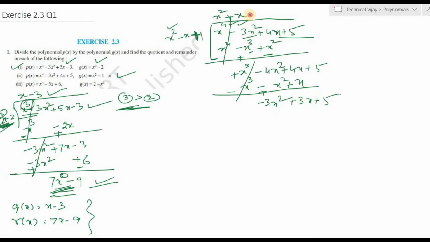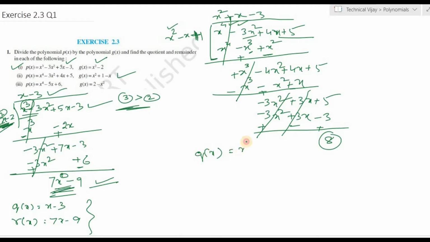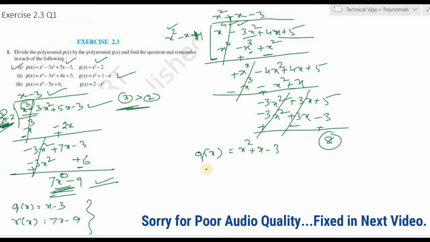Now we will multiply with minus 3. Minus 3 into x square is minus 3x square. Minus 3 into minus x is plus 3x. Minus 3 into plus 1 is minus 3. Okay, plus, minus, plus, this is cancelled. This is also cancelled, plus, plus. This is 8. Okay, so q of x is equal to x square plus x minus 3, and r of x is equal to 8.